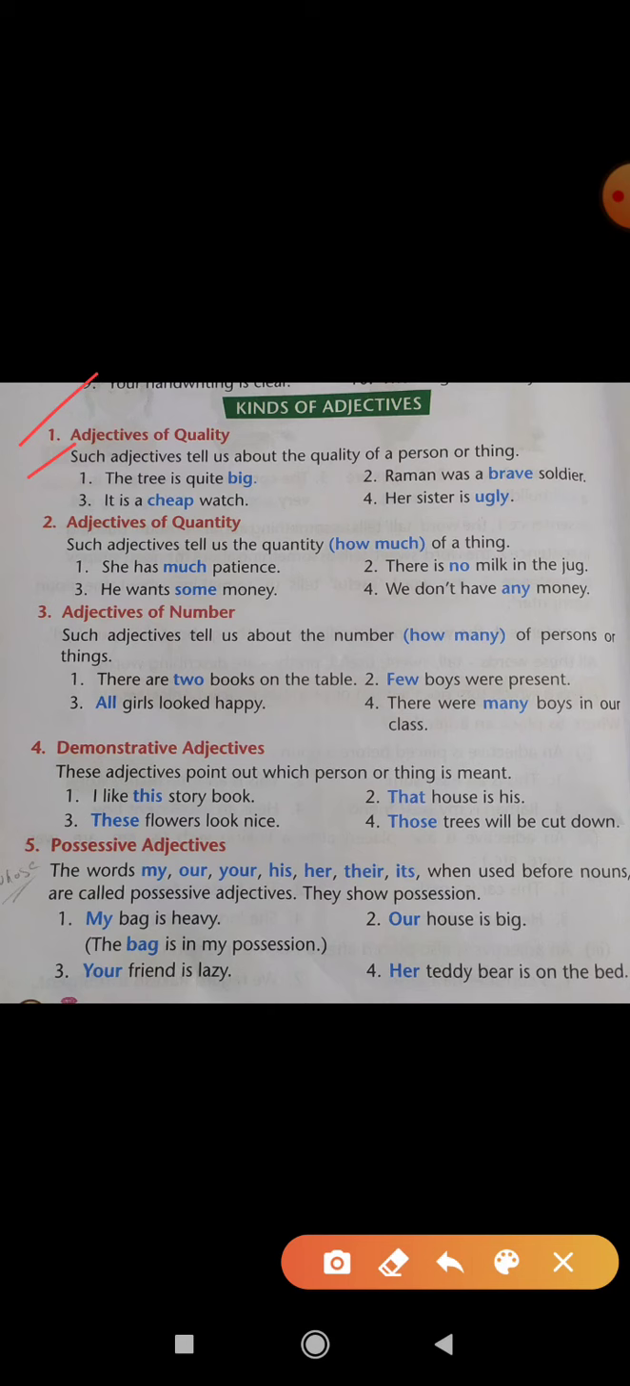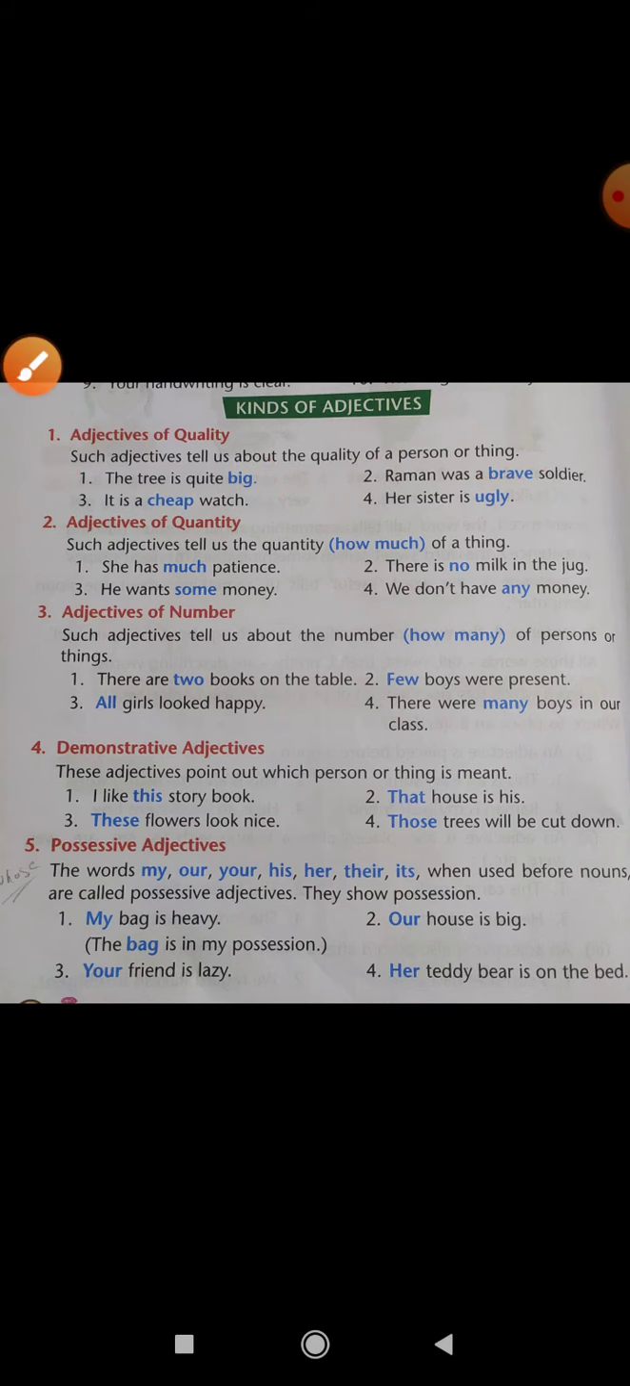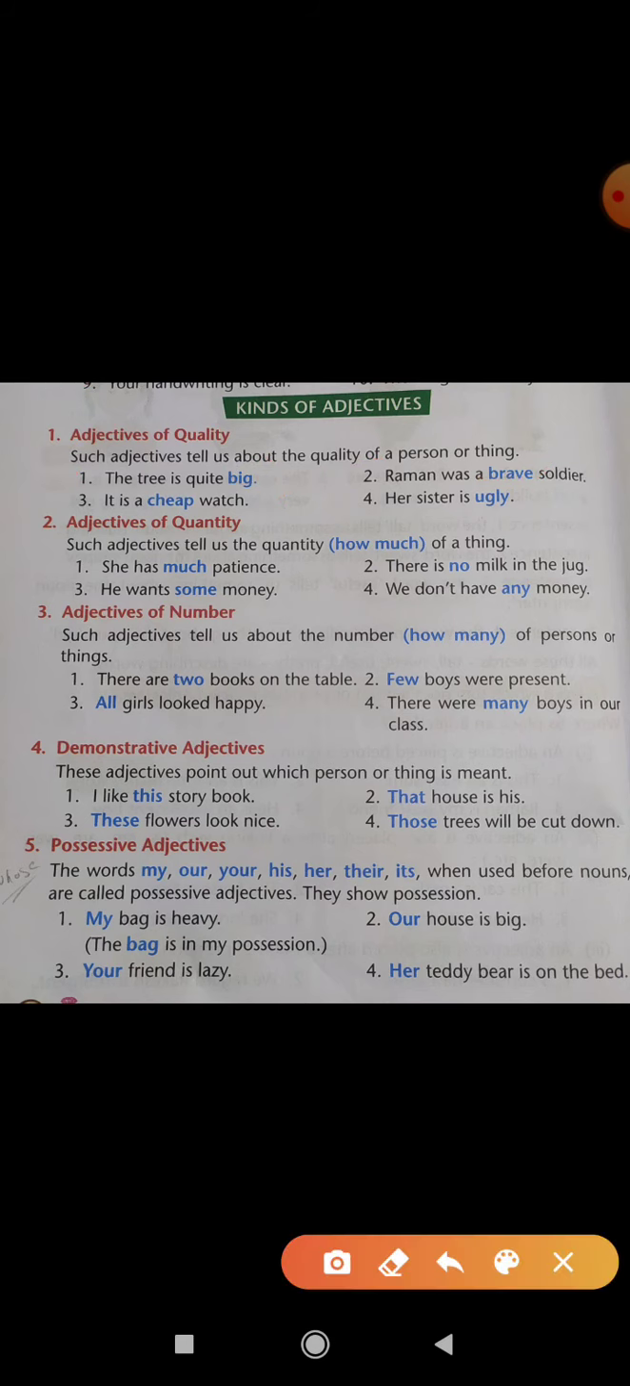Look at the example. This tree is quite big. What kind of tree? Big. सो बिग से हमें पता चला ट्री कैसा है. ट्री की क्या क्वालिटी है, बिग है. रमन वॉज अ ब्रेव सोल्जर. वट काइंड ऑफ सोल्जर, ब्रेव. सो ब्रेव इज अ एडजेक्टिव. It is a cheap watch.